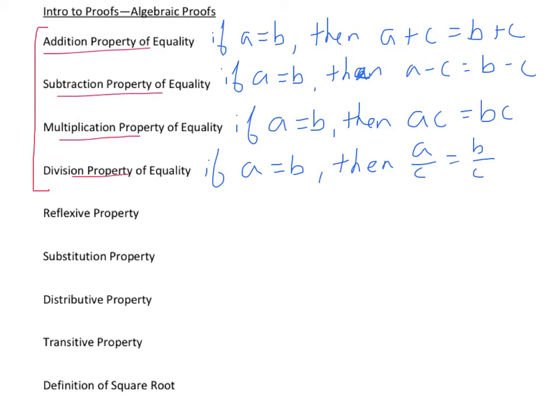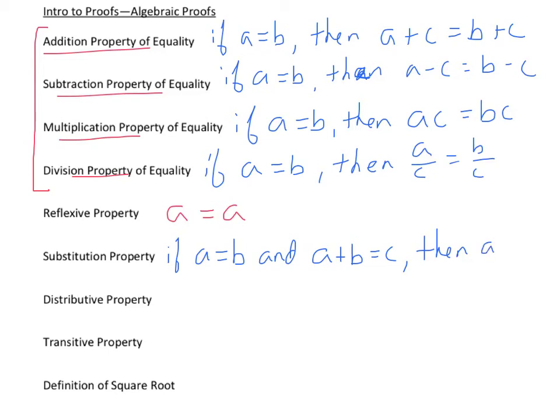The reflexive property seems kind of strange, but it basically makes the statement A equals A. And that sounds strange here, but eventually it'll be used quite often. The substitution property is very valuable. The substitution property says that if A equals B and A plus B equals C, then A plus A equals C.